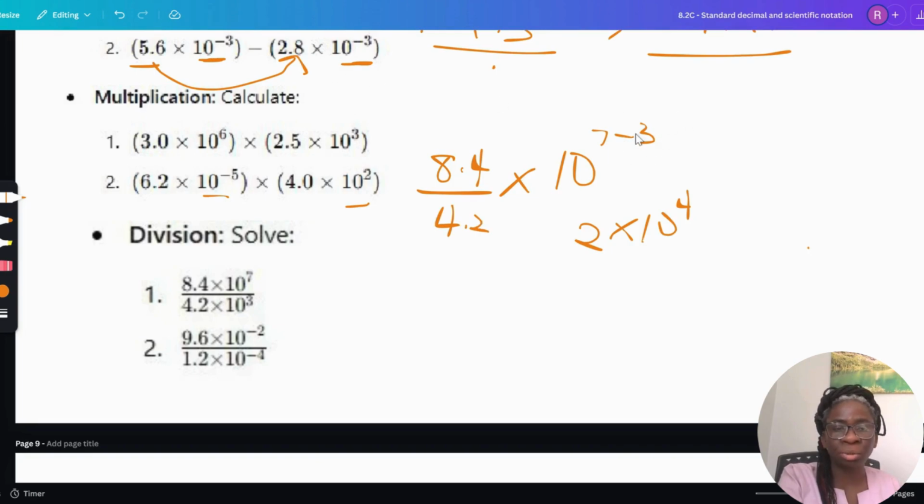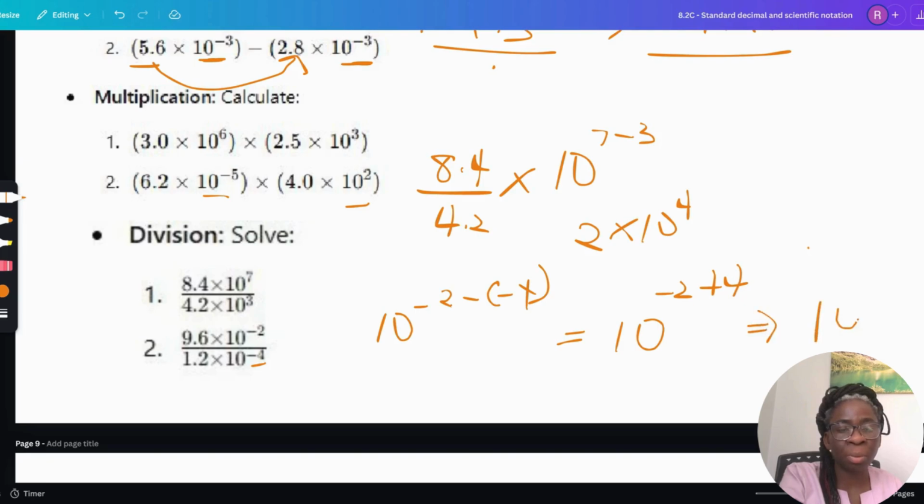When you are multiplying, you add the powers. When you are dividing, you subtract the powers, and then you divide the number. So for this one now, divide 9.6 by 1.2, and then you say 10 minus 2, then minus the power here, which is negative 4, so that will be minus negative 4, and this will be 10 power negative 2 plus 4, and that will be 10 power 2.